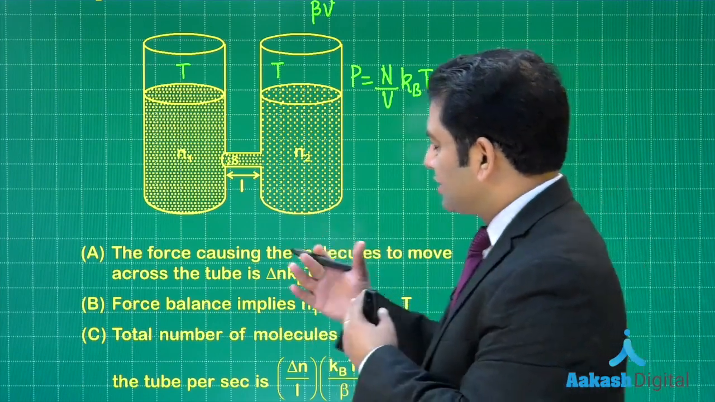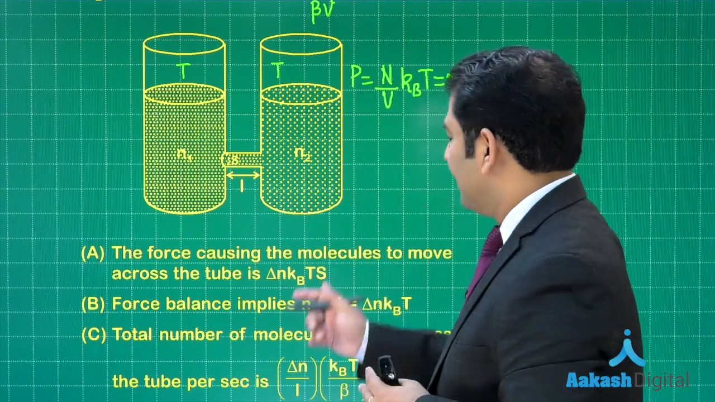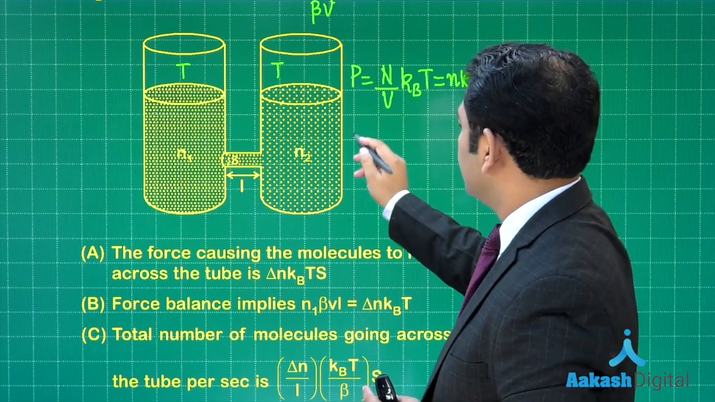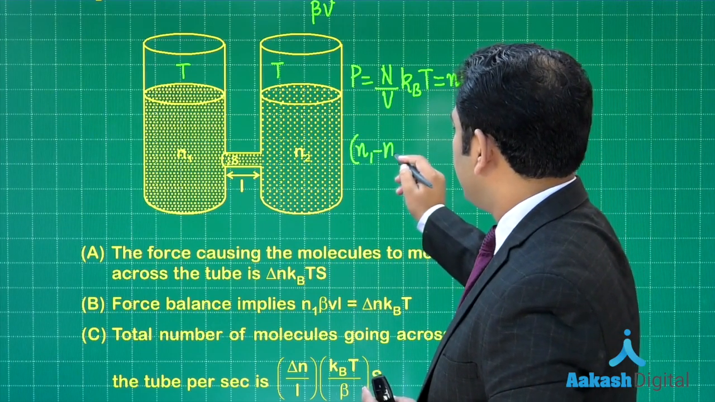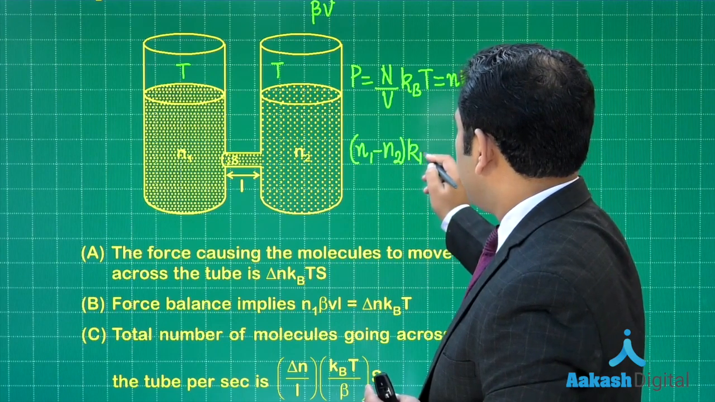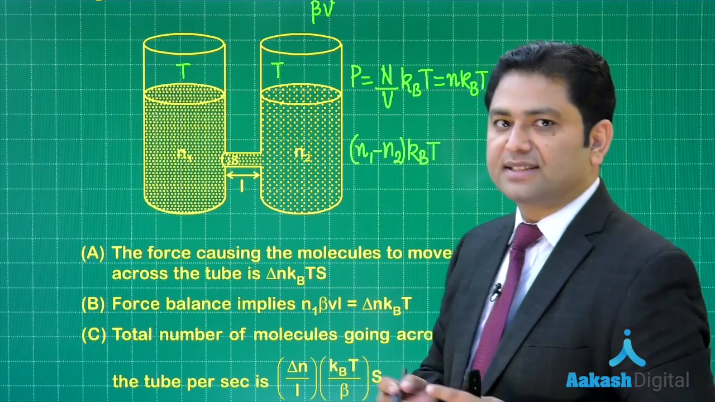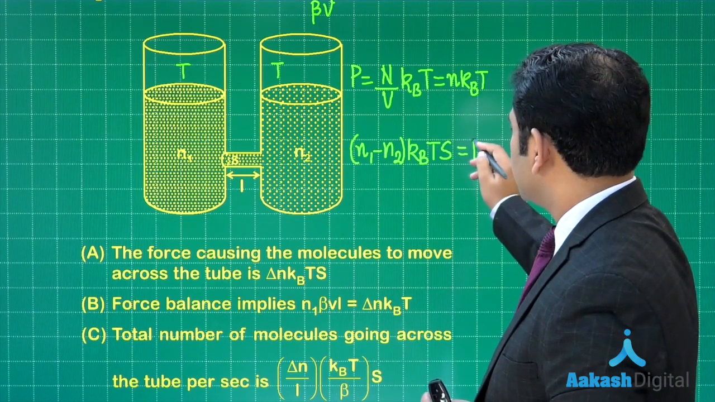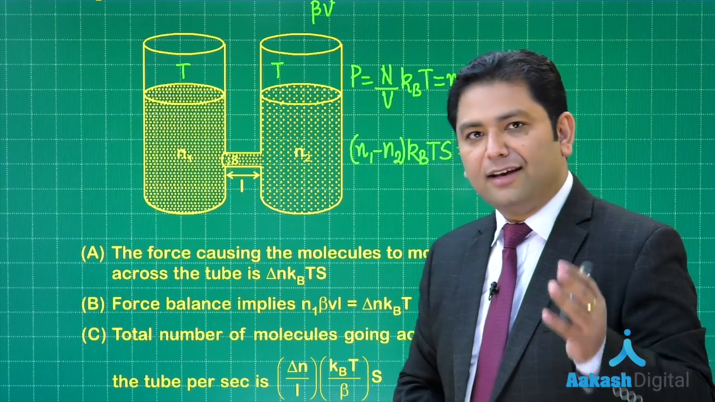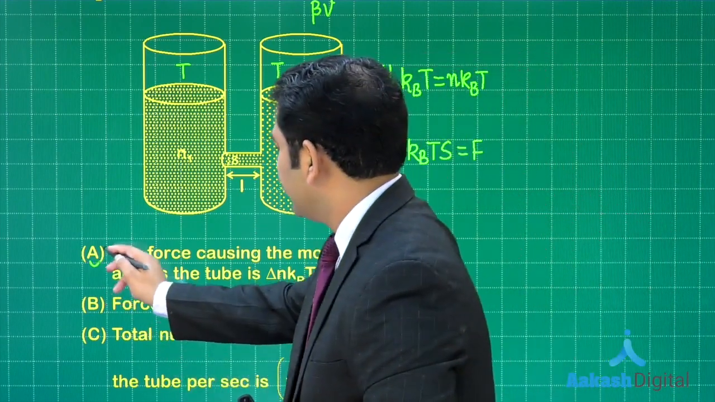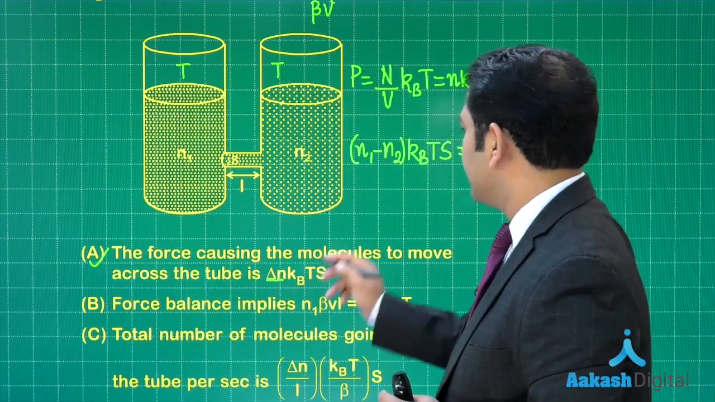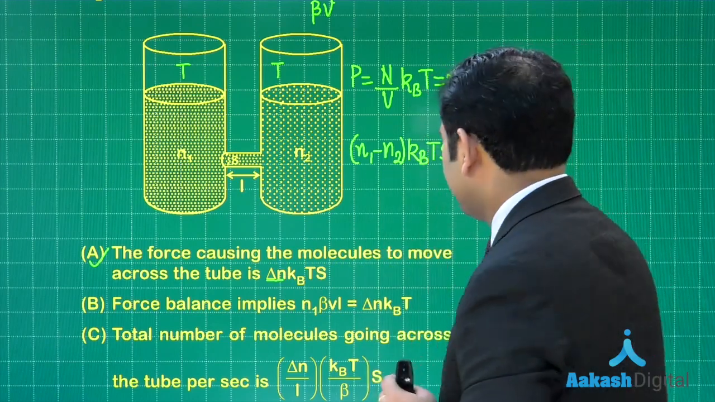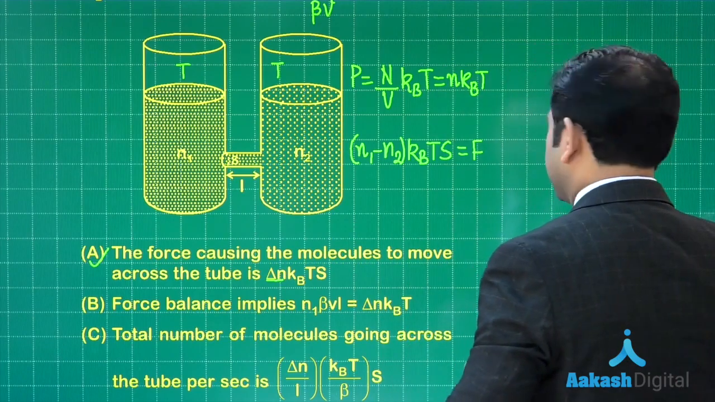So it's almost at the breakthrough. You could see the difference in pressure is of course going to be P1 minus P2. So that's going to be n1 minus n2 into kBT is the difference in pressure, but you need to multiply by S to get the force. And option number A is satisfied. n1 minus n2 is denoted by delta n, so delta n kBT into S. That's the first part. Second part, what does it say?